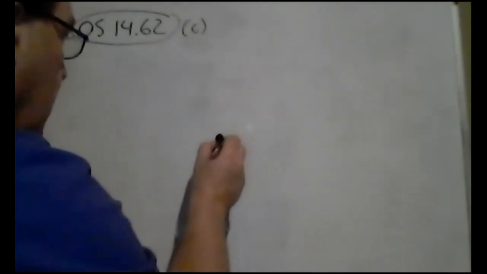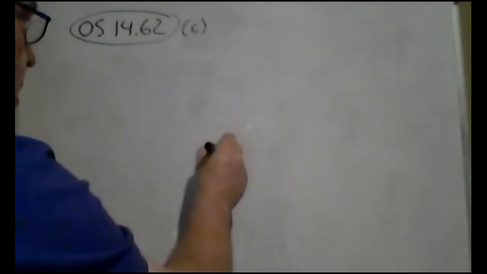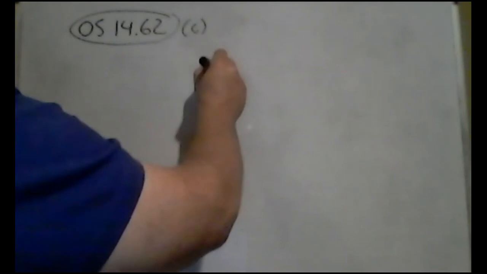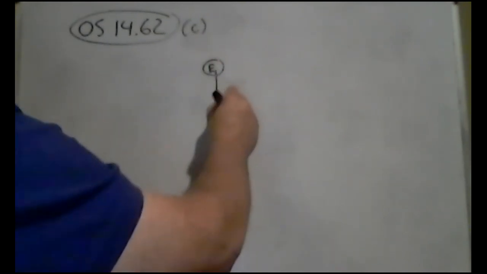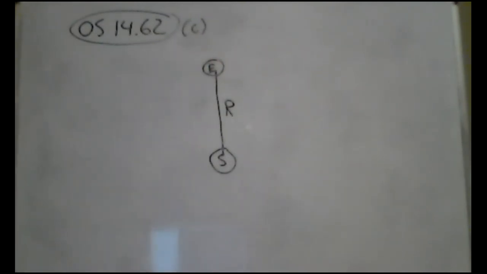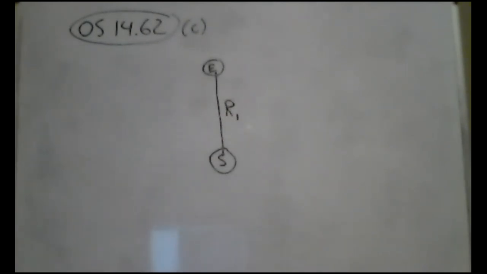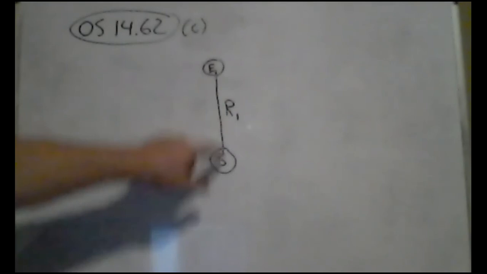You have the sun in the middle here. Way off yonder is the Earth. So let's say the Earth is up here. They should not be the same size, but don't worry about size here. There is a center-to-center distance, which I'll call R1 so it's not confused with the radius of the sun. This R1 is the distance between the sun and the Earth.